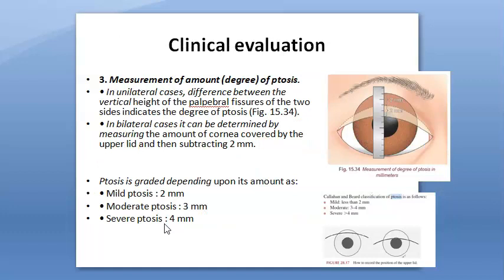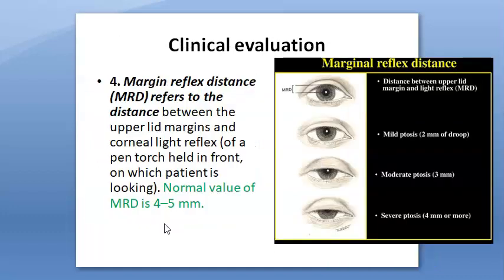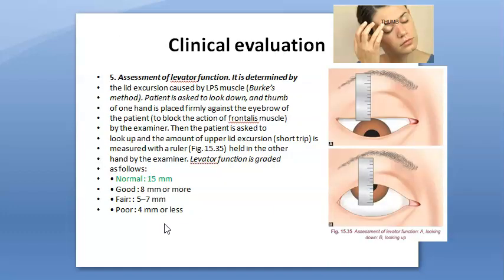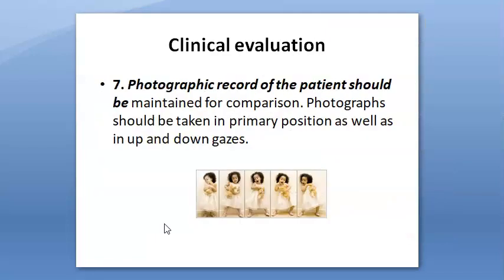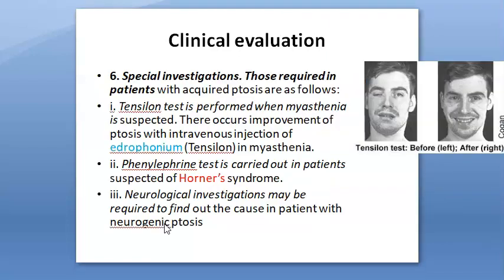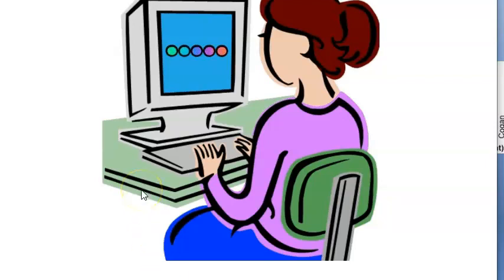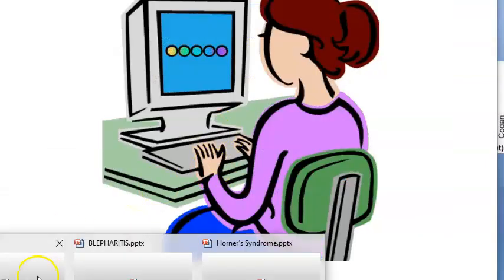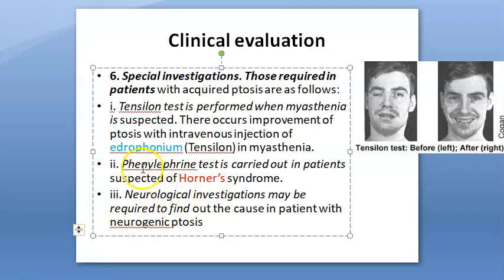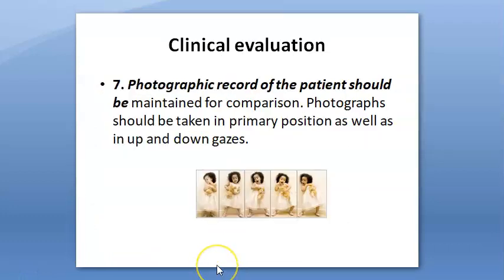You will evaluate and measure the amount of ptosis. Then you will assess the levator function. Then the Tensilon test, edrophonium, for myasthenia gravis. Guys, focus. What are we looking at? Ptosis. Very good. Then the phenylephrine test for Horner syndrome.